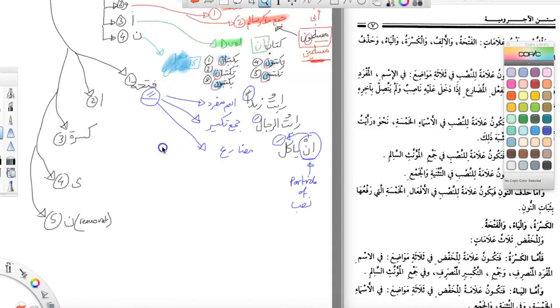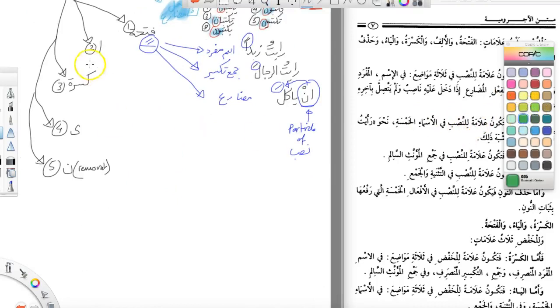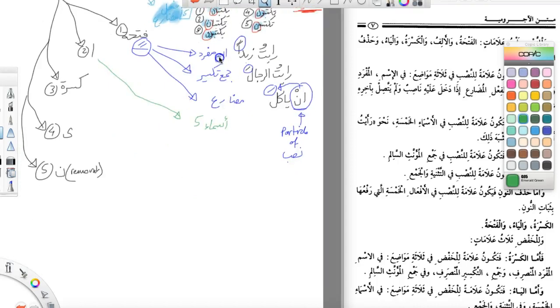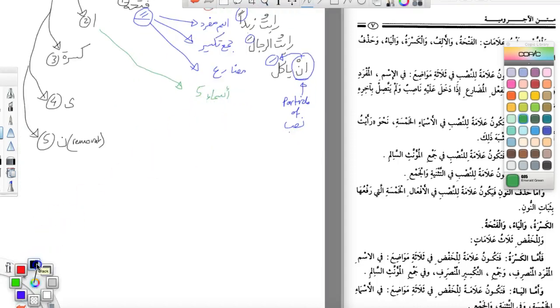Let's move on to the next one. Let me do this in a different color, in green. Next it's alif. This only applies to one type of word: the Asma' al-Khamsa. Remember those Asma' al-Khamsa I told you about? Abu, Akhu, Hamu, all those. So it applies to those. In other words, you say, for example, ra'aytu, I saw, Aba Zaid. Over here, the word Aba has come in the alif state.